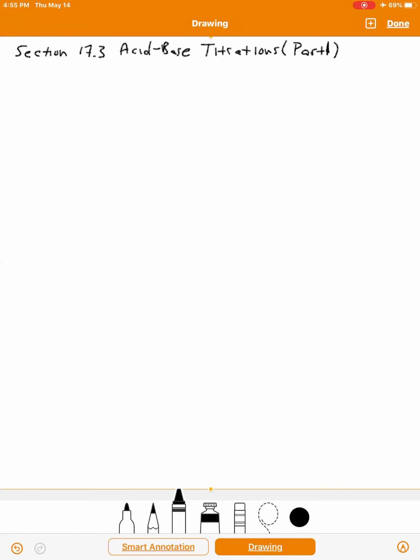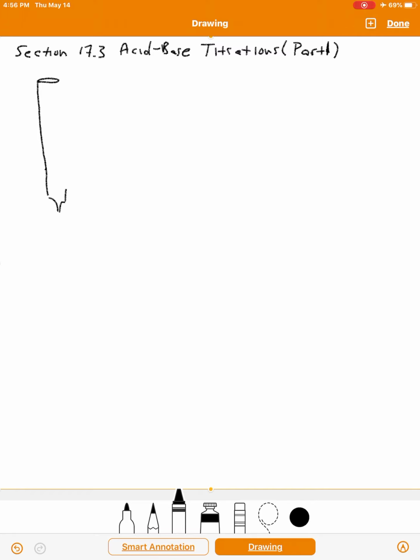Okay, so this is 17.3 acid-base titrations, and we're going to break this up into a couple of different parts here. So what we're going to do is look at acid-base titration. Now, when you take the first semester of general chemistry, you generally do an acid-base titration. But now we're actually going to do a titration curve.